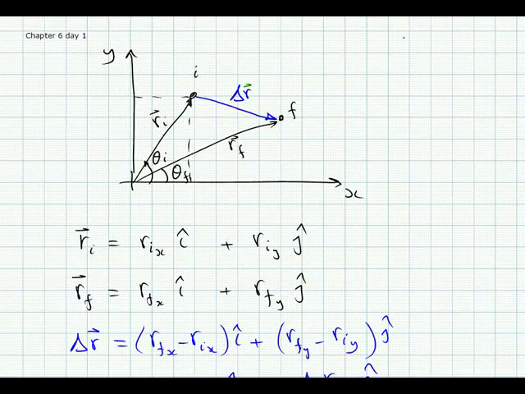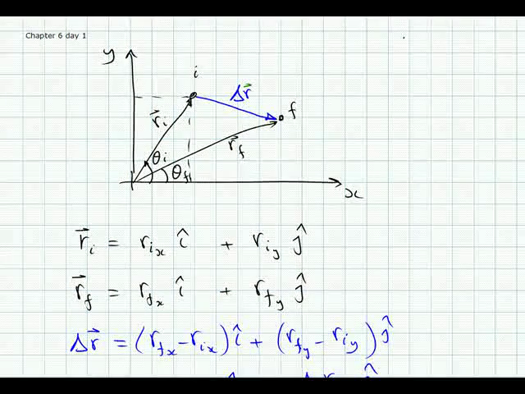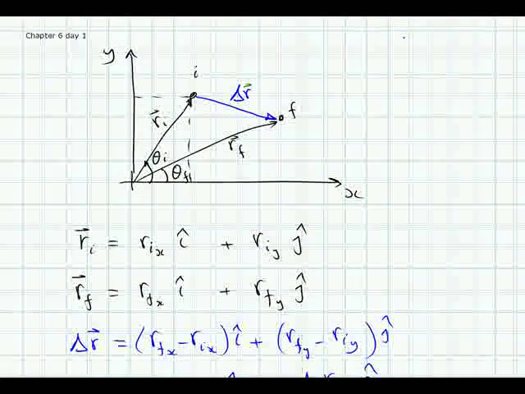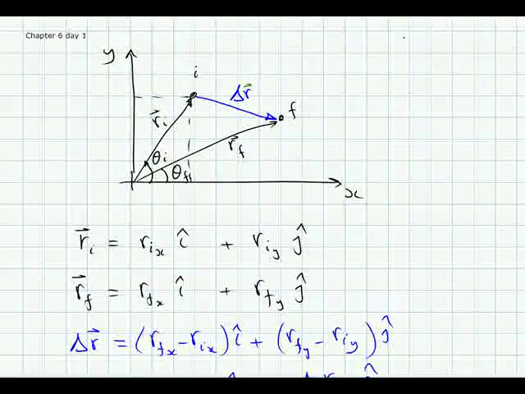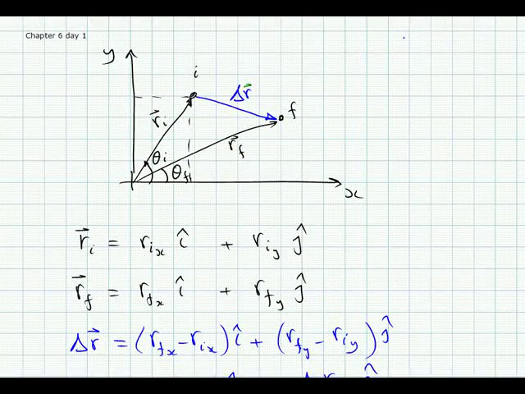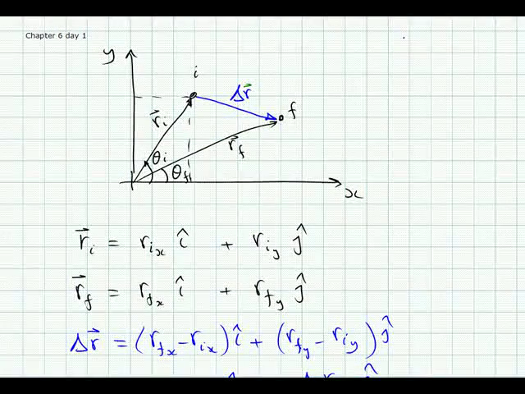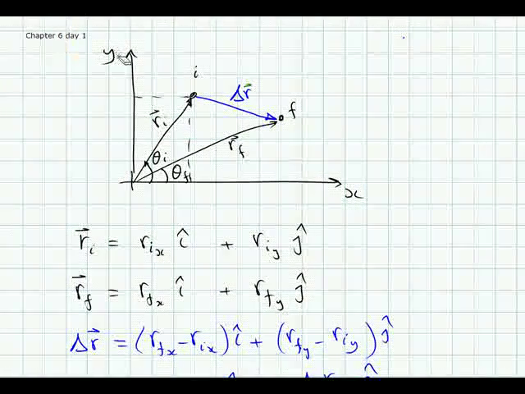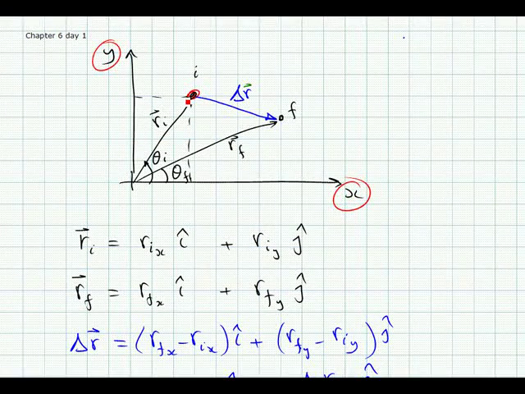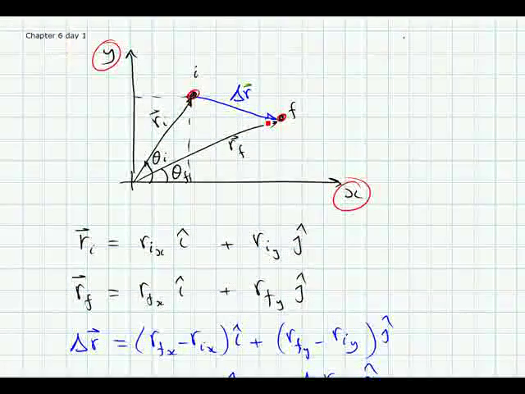In chapter 6 we learn how to analyze motion in a plane, a two-dimensional motion. We represent motion of an object in two dimensions by its trajectory plot on, let's say, a Cartesian coordinate system, the XY Cartesian coordinate system. Here in the XY coordinate system that I've shown, let's say our object starts at the initial position i and ends up at the final position f.